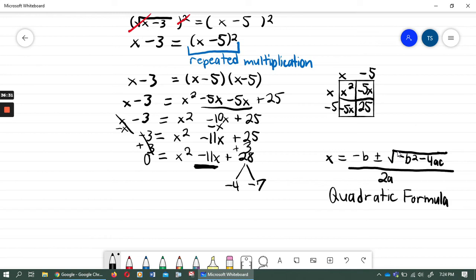If you remember, the way we write out these factors when solving by factoring is x minus 4 and x minus 7. Remember that we have to use the zero product property, where we set each factor equal to 0. So here we've got x minus 4 equals 0 and x minus 7 equals 0, and we solve each equation.